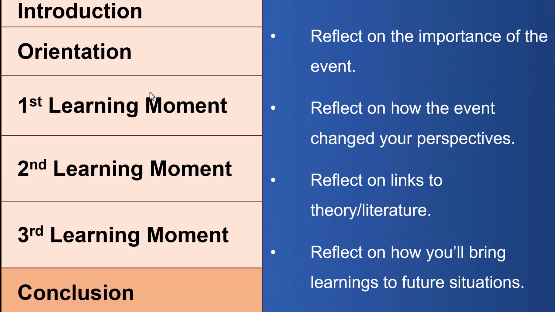In our conclusion, we're going to reflect upon everything we've discussed. So we'll start by saying this was a really important event. This event changed my perspectives. I used literature, so things I've read, to further inform my experiences. And then I'm going to bring all of this stuff that I've learned to future situations to improve upon what I do, whether it's public speaking, teaching in a classroom, working as a nurse, whatever it is that you're reflecting on. How can you use this past experience you've just had to improve upon yourself in the future?